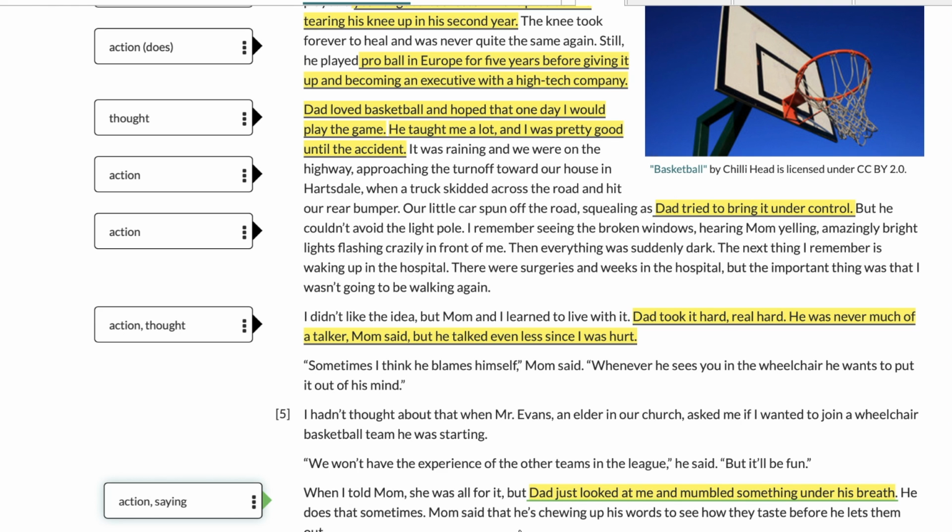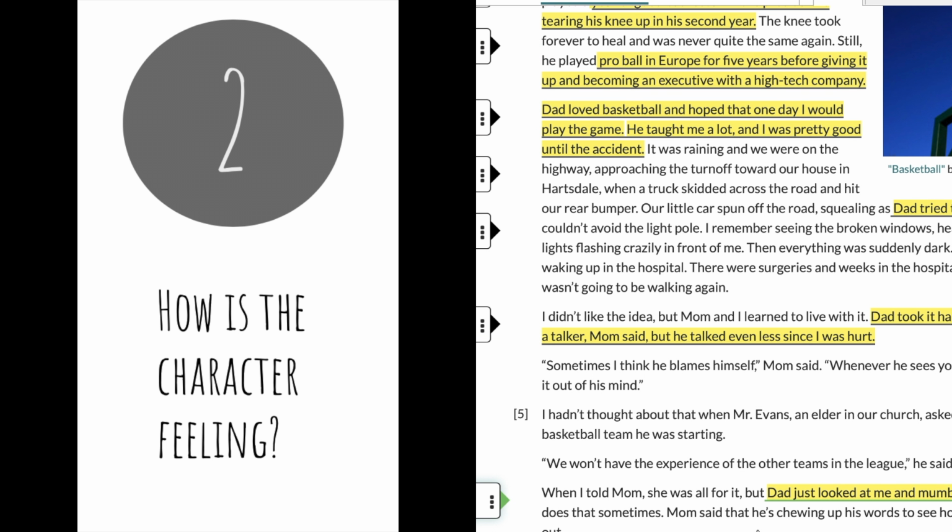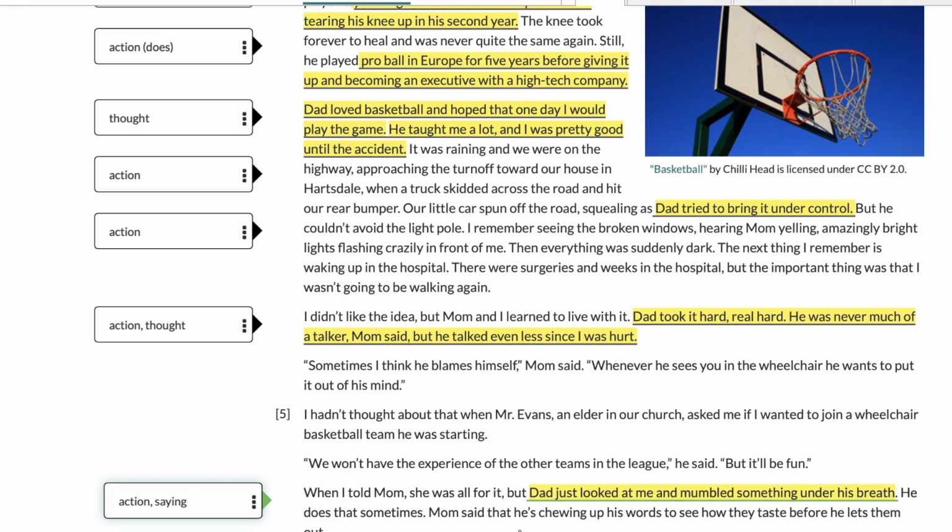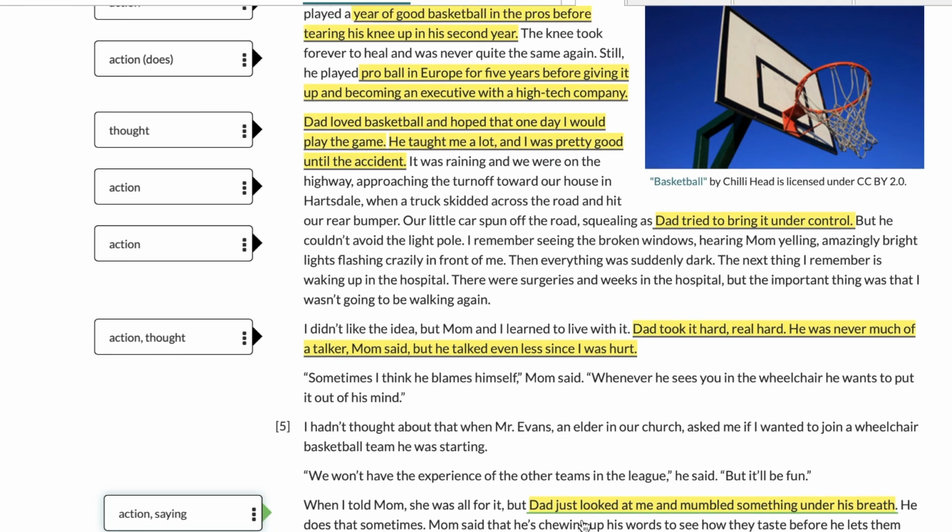All right, so I'm going to pause there because remember, you're going to do the rest of this for homework. But now I want to take a look at step 2. Step 2 is to figure out how someone is feeling.